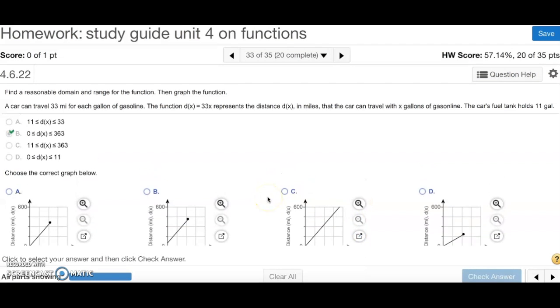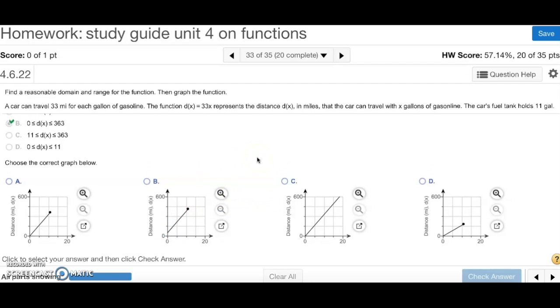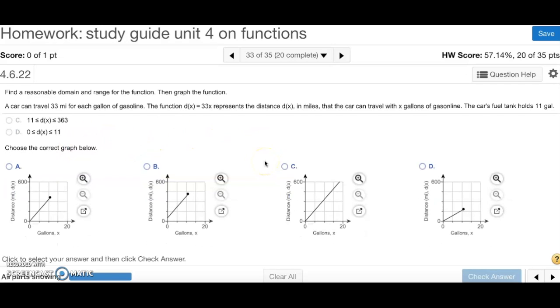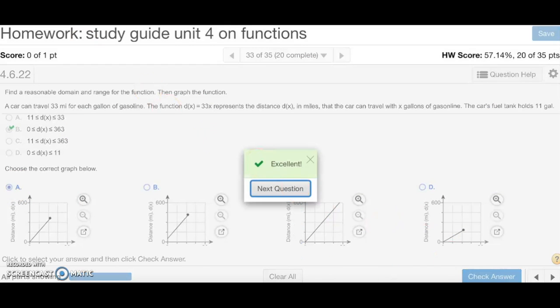Now the graph, we start at 0, 0, so we know it can't be B, and we know our highest point has to be 363. C goes on forever, so it can't be C. So it has to be either A or D. Now halfway between 0 and 600 is the 300. For D, this point is below 300, and we know our range goes above that, so our answer has to be A. And that's the answer for number 33.